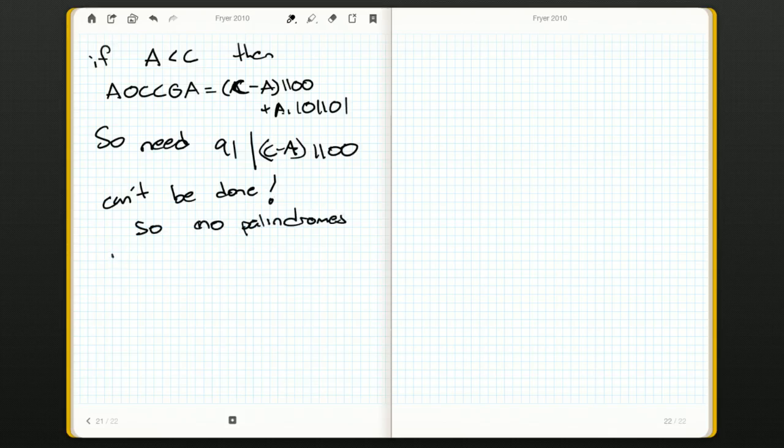That gives us no palindromes with A less than C. Right? We can't have 91 divide this. 91 is 7 times 13, so we would need 7 to divide this and 13. Now, being primes and not being factors of 1100 would mean that we would need 7 to divide C minus A and 13 to divide C minus A, and that can't happen. C minus A, that's single digits subtracted off of each other. It doesn't work that way.